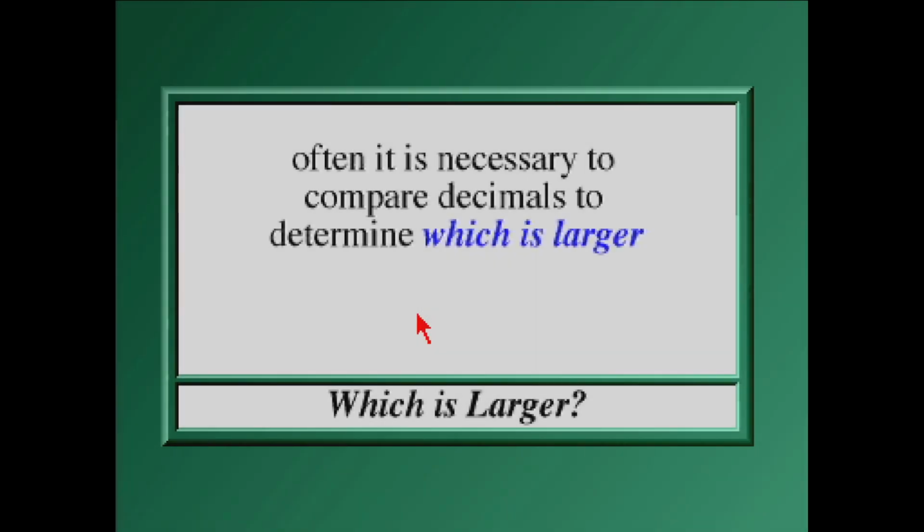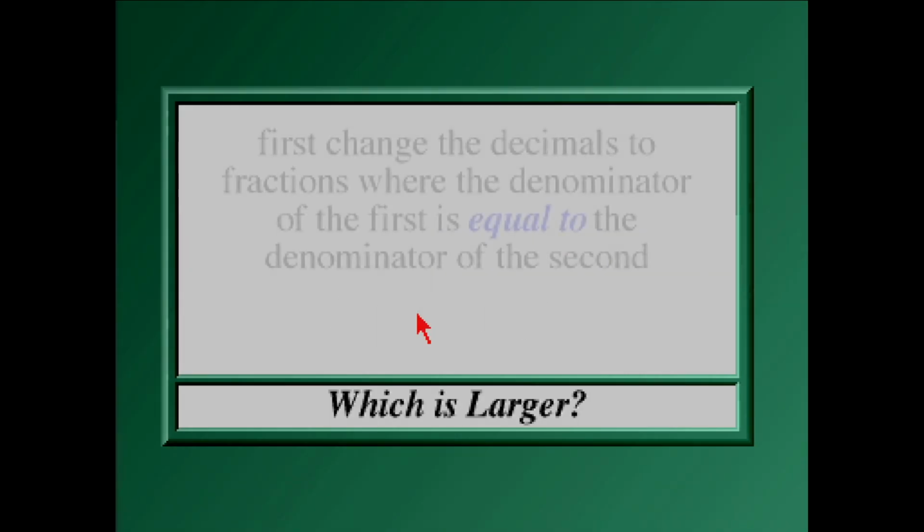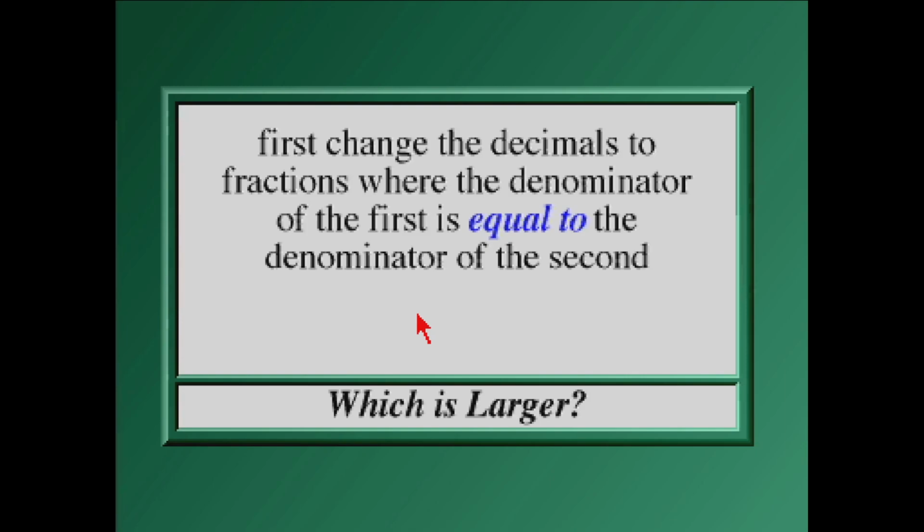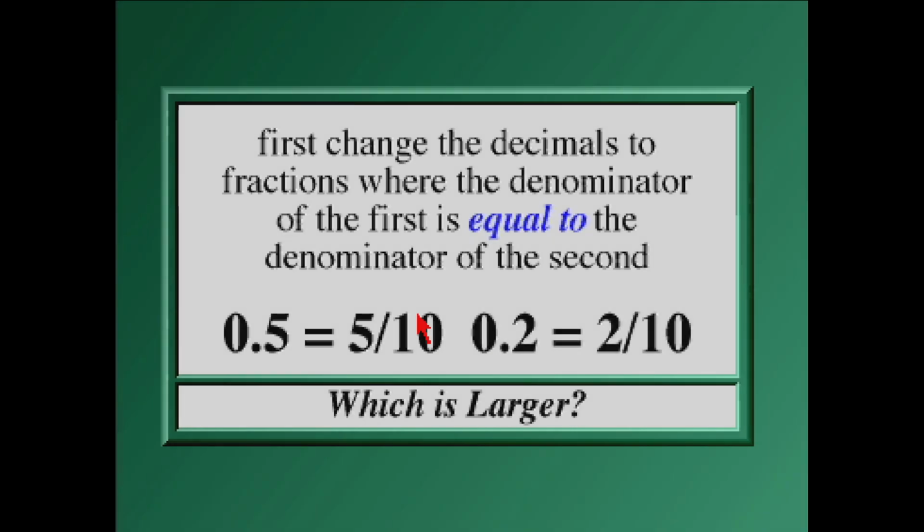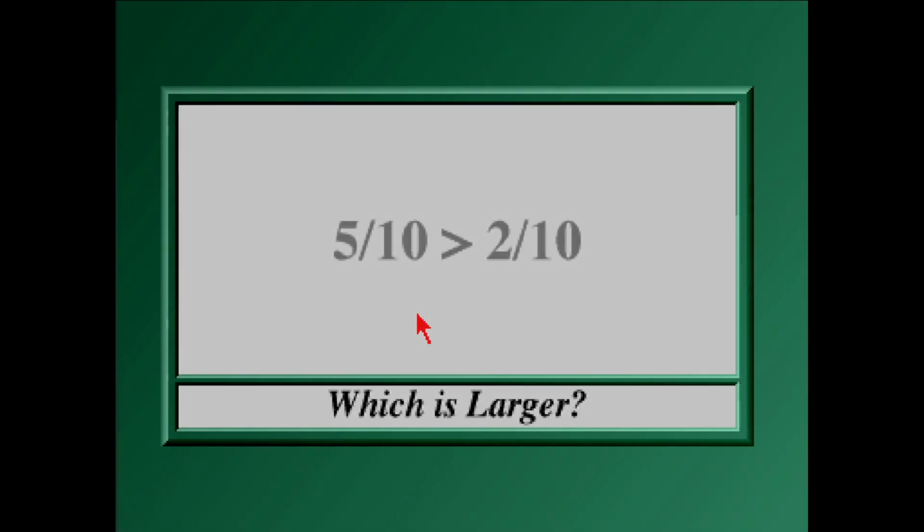Often, it is necessary to compare decimals to determine which is larger. For example, two pieces are 0.5 and 0.2 inches respectively. Which is larger? First, change the decimals to fractions where the denominator of the first is equal to the denominator of the second. 0.5 becomes 5/10 and 0.2 becomes 2/10. Next, compare numerators. 5 is greater than 2, so 5/10 is larger than 2/10.